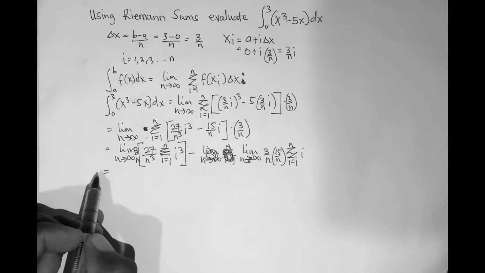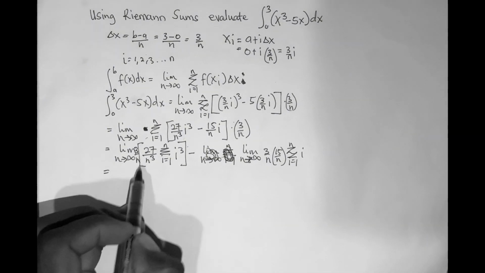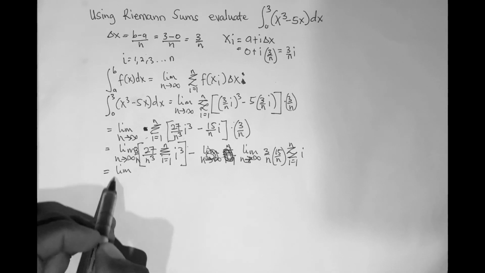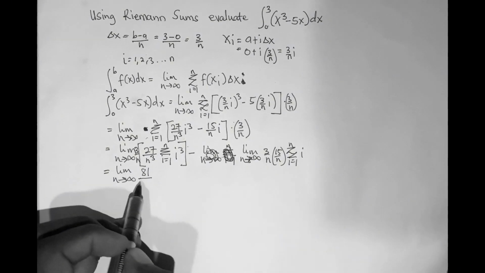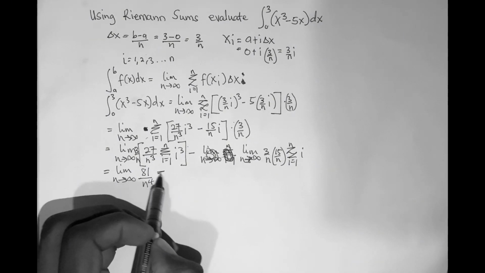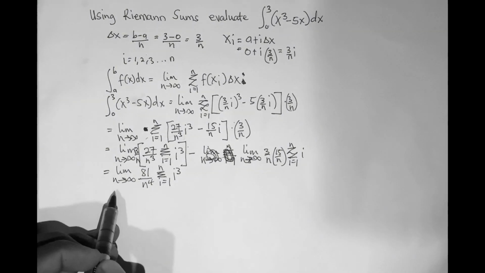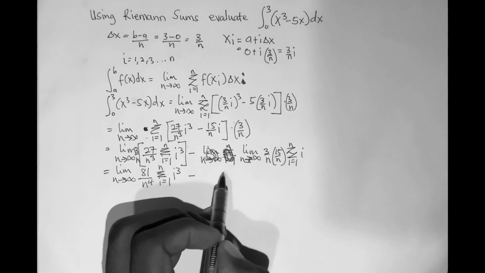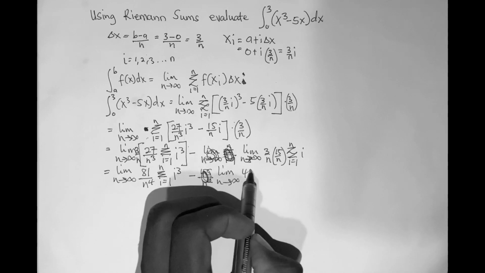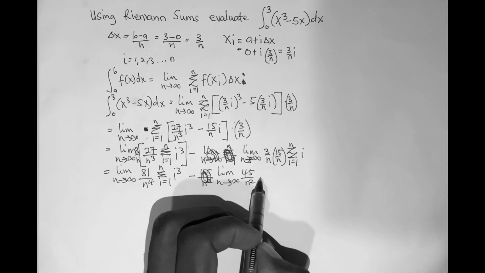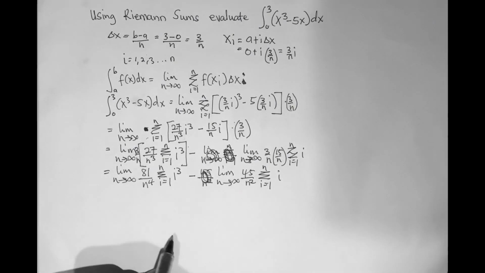Now this is equal to, 3 times 27 is 81. So this is equal to the limit as n approaches infinity of 81 over n times n cubed, which is n to the 4th, times the sum of i equals 1 to n of i cubed. Then minus the limit as n approaches infinity of 45 over n squared, then times the sum of i equals 1 to n of i.